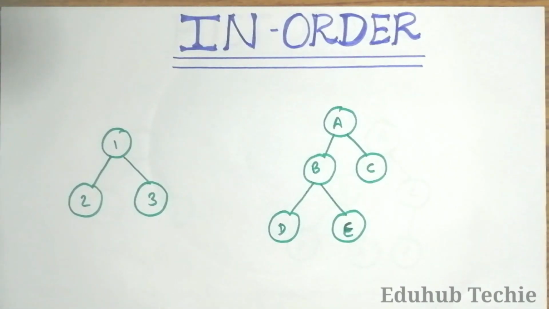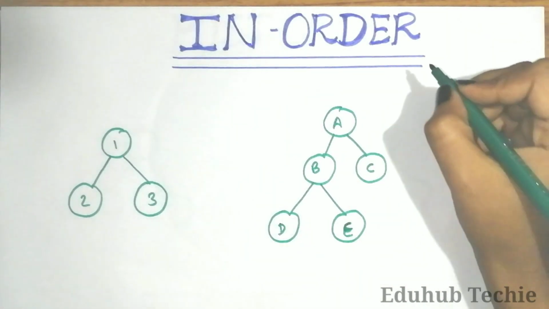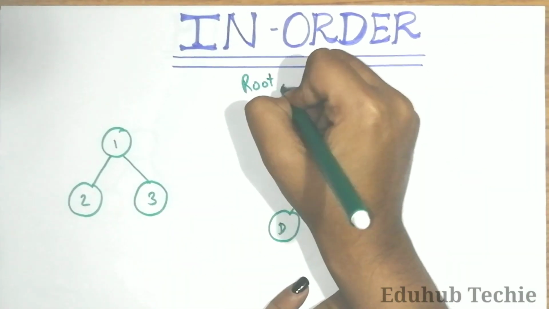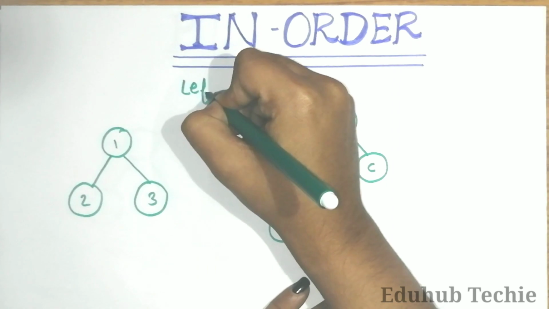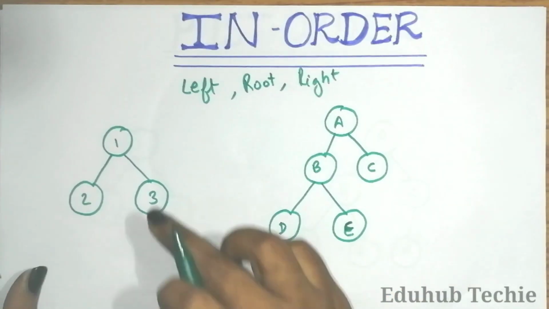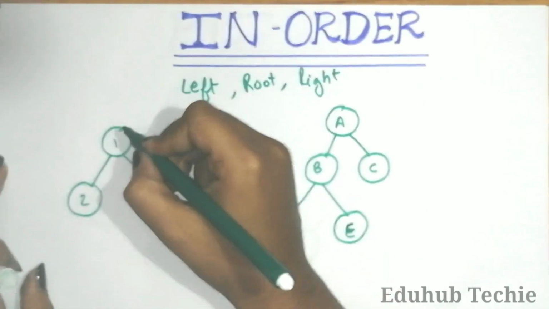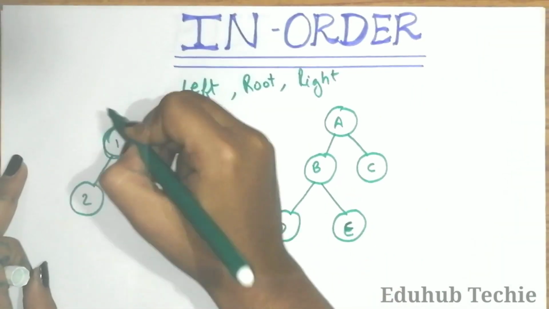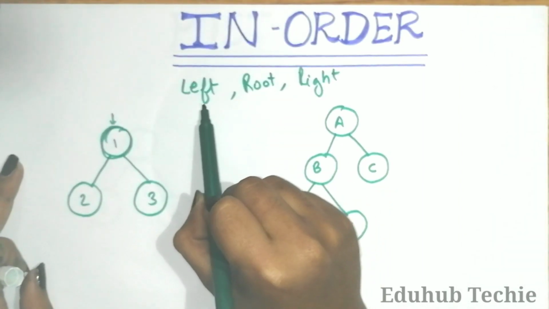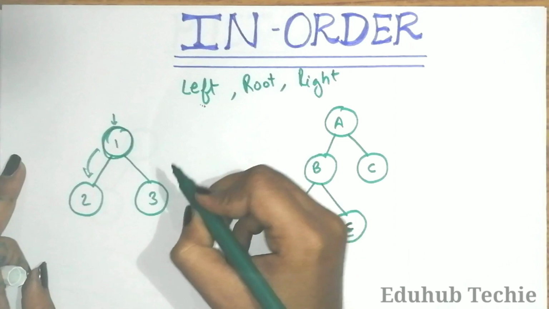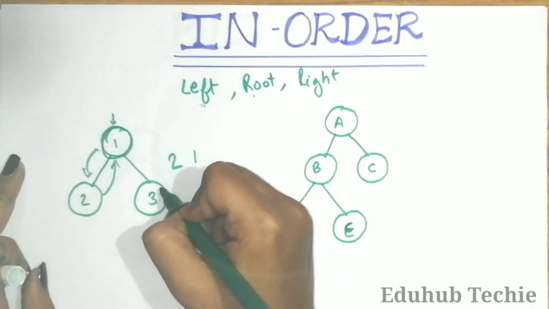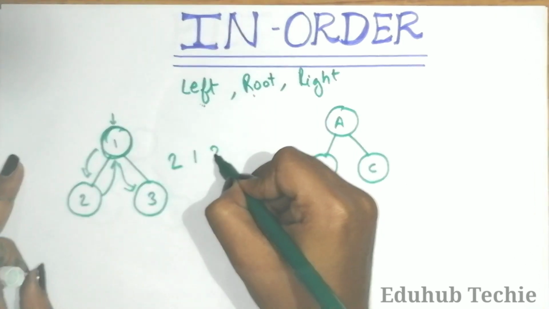So now we will see in-order. What does in mean? That is in between, as I told. So root will be in between left and right. Okay. So we need to find the in-order of this. So which is the root node? 1 is the root node. So we need to move towards the left because first we need to go to the left. So left of 1 is 2. Then we'll come back to the root 1 and then to the right side, that is 3.